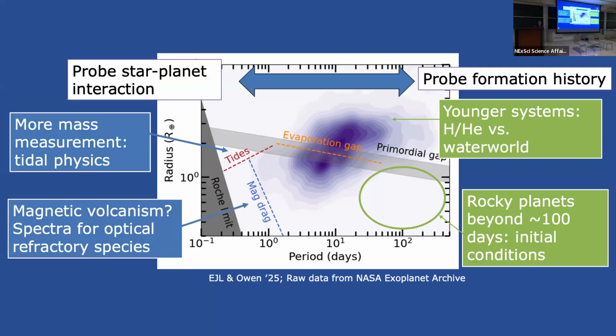And finally, at even shorter orbital periods and for even lower mass planets, there is a chance of magnetic volcanism. And this could be a good target to get the optical spectra for refractory species, or even JWST spectra if we think that there are volatile species locked inside. Thank you.